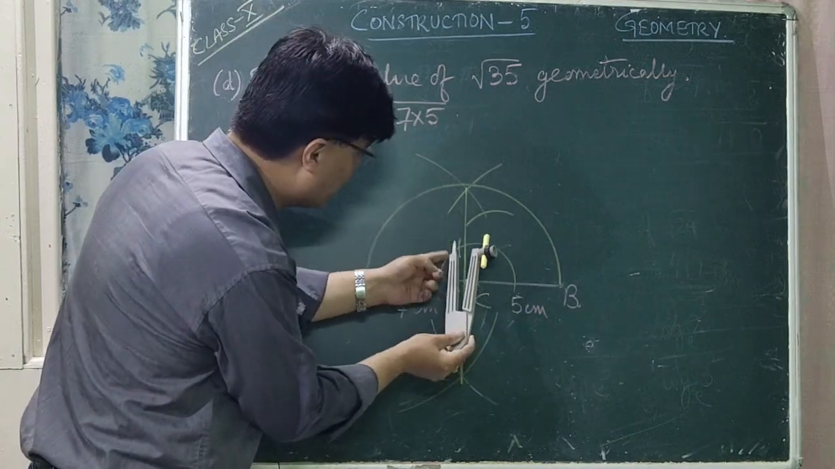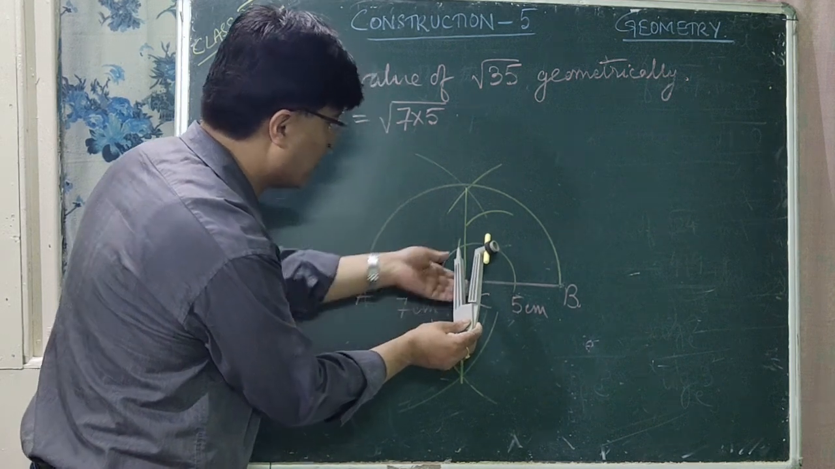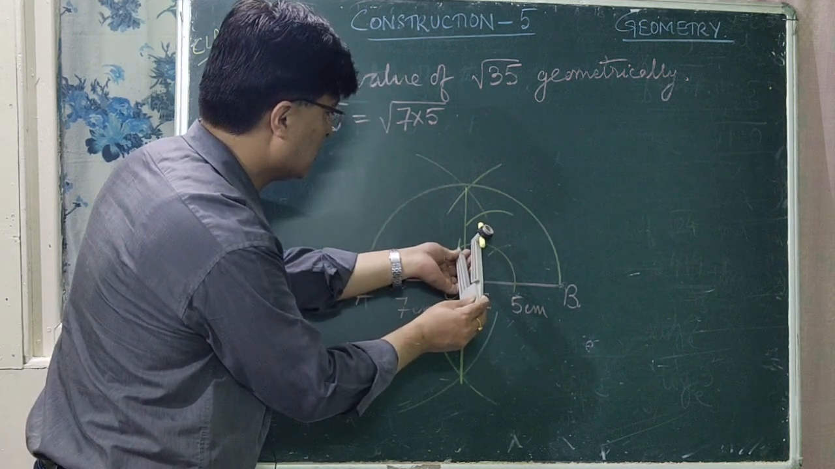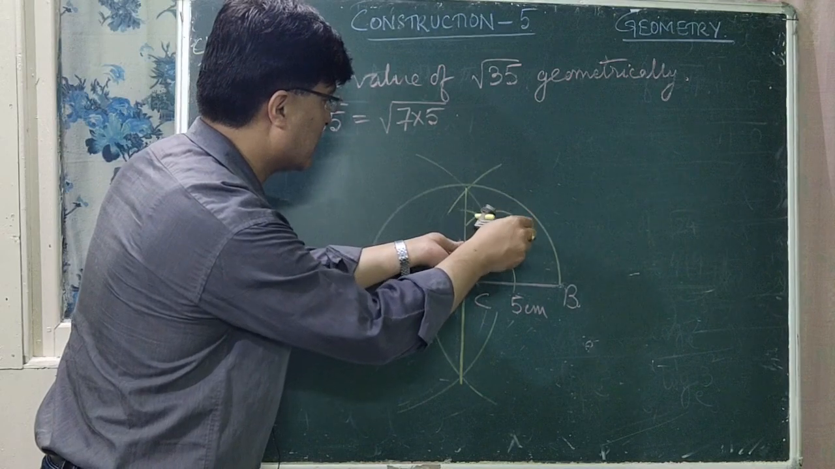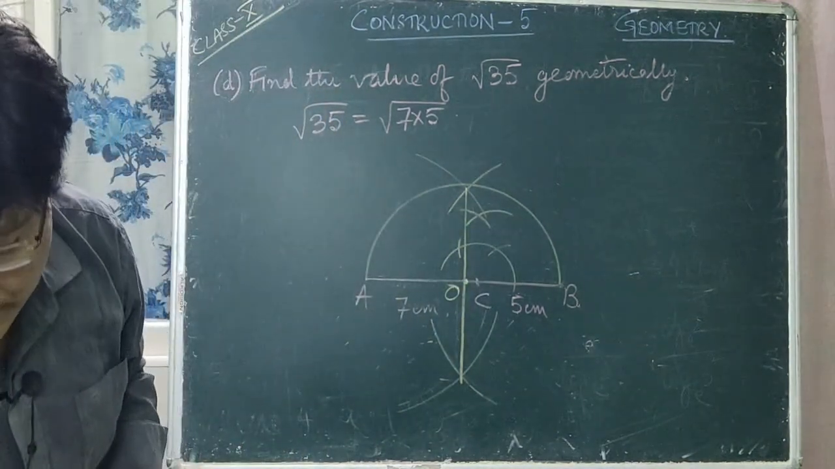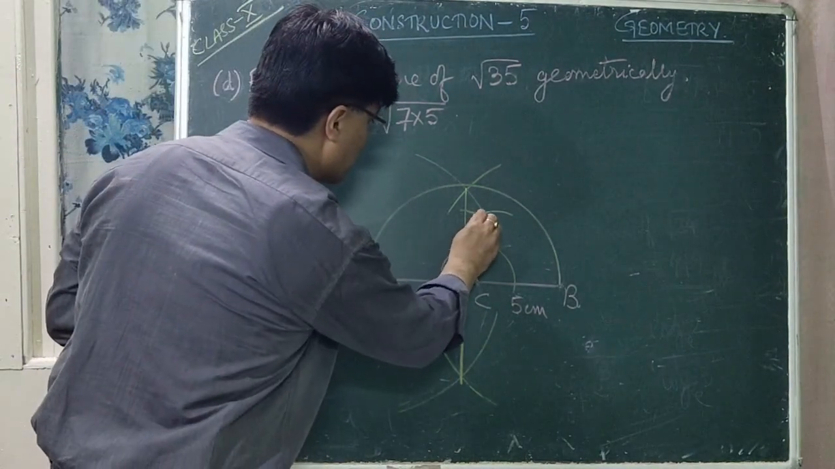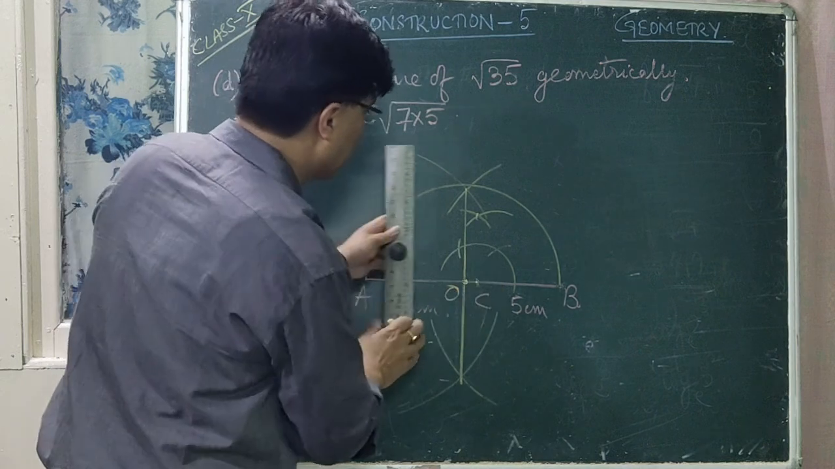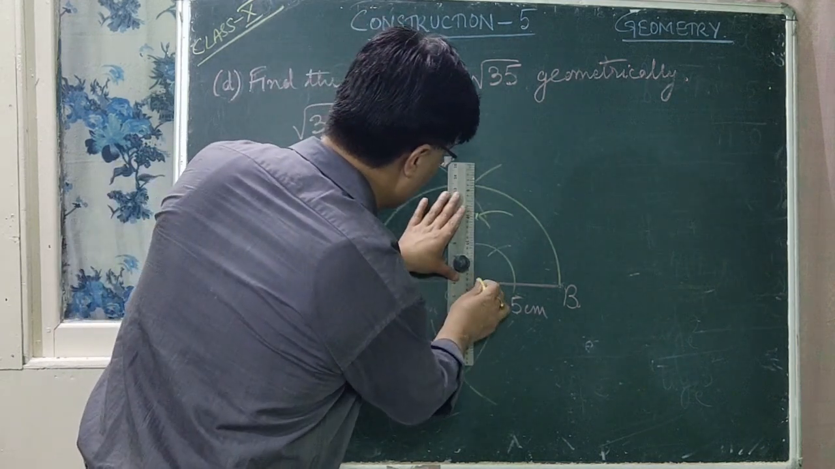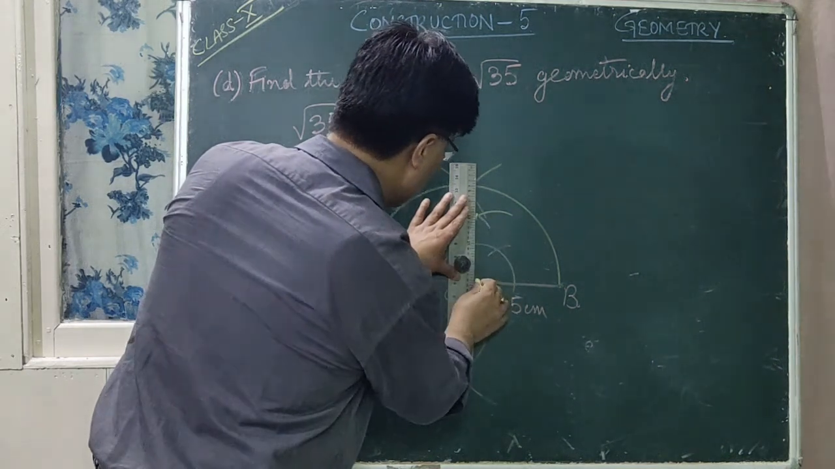Now the pointed needle is kept at this point, right, and then draw an arc. That arc will intersect the previous arc. Okay, so I think you have understood it. Now join these 2 points, this point and this C point are joined. So these 2 points are joined.